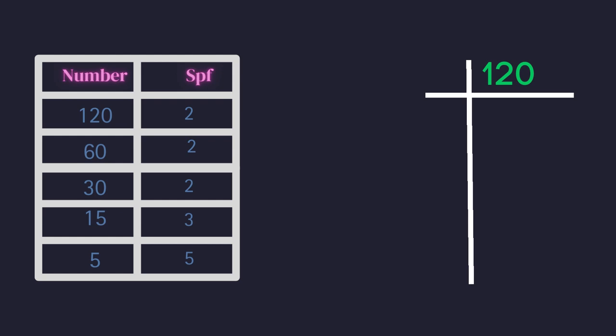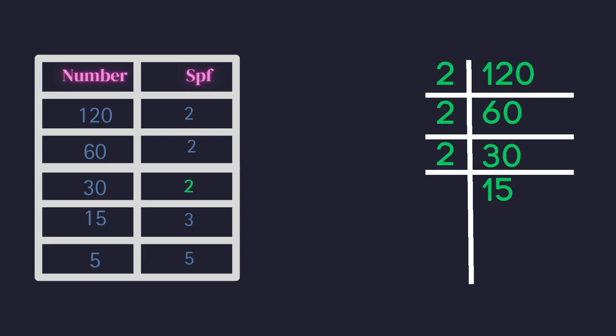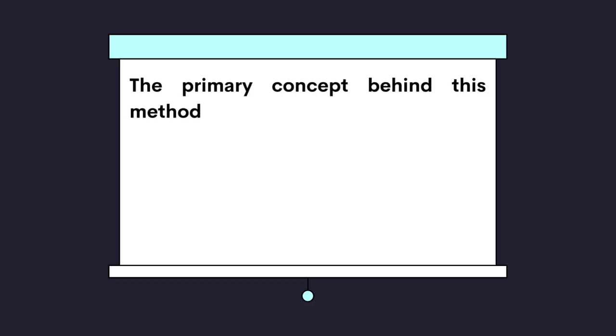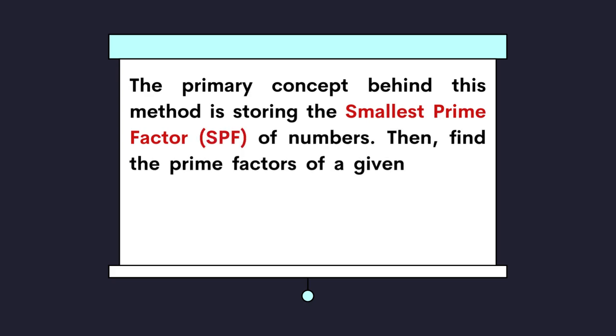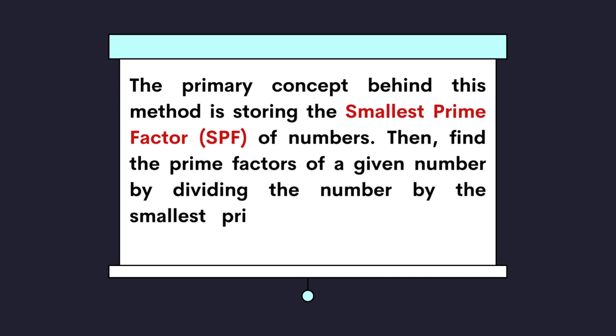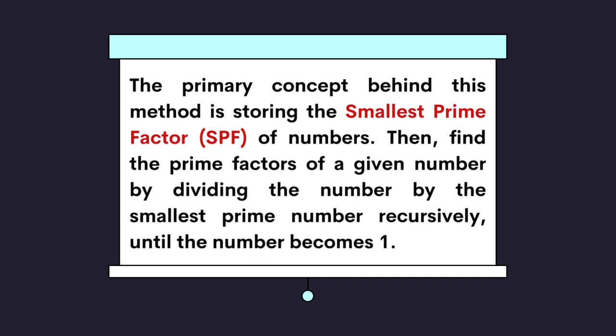In the previous approach, we start dividing the number by the smallest prime factor that divides it evenly. We repeat this process until the quotient is 1. And for finding prime factorization for q queries, for each term we repeat this whole process. The primary concept behind using the sieve is storing the smallest prime factor of each number. Then find the prime factors of a given number by dividing the number by its smallest prime factor recursively until the number becomes 1. Now the question is how we are going to store the SPF for every number till n.